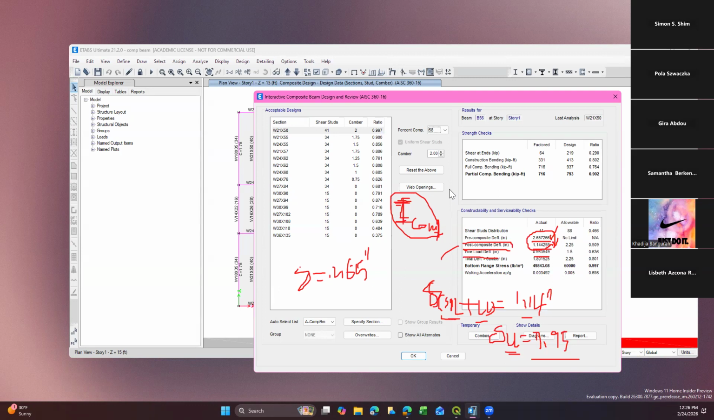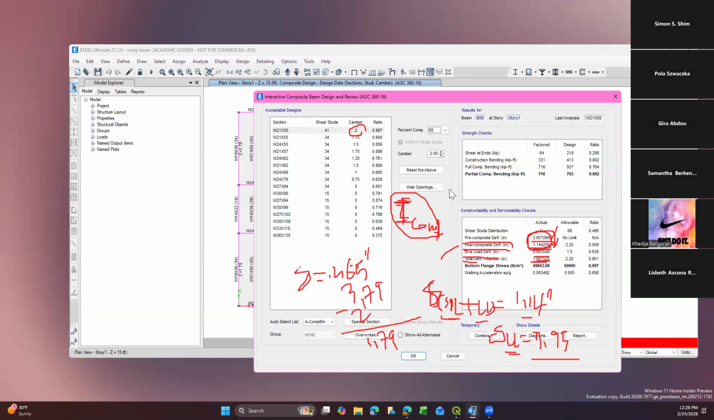2.65 plus 1.14 is 3.79, right? But they suggest 2 inches camber. So it's an upturn camber, so you need to subtract back. So the total downward deflection is most likely 1.79, which is 1.8, right? So this is showing total deflection minus camber. Obviously, the summation of these two minus 2 inches, so 1.8.